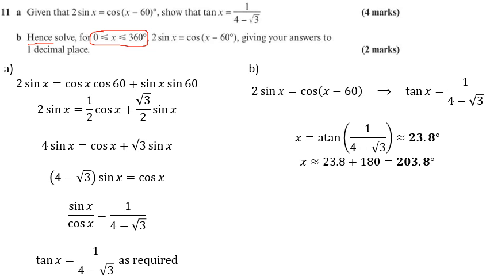I would recommend you check these in the original equation that you were solving. So try 2 lots of sine 23.8 and see if it's the same as cos of 23.8 minus 60. That's a reasonably quick thing to practice and to check that you can do, and it will reassure you that you've done the correct thing and not made any silly mistakes along the way. The fact that it's a show that in part A will help you with that, so you're probably feeling reasonably confident about your answers.